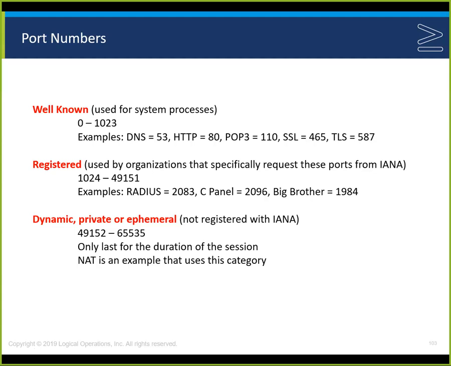Registered ports are used by organizations that specifically request these ports from IANA. They get registered. They represent a resource. They become not a well-known port, but a registered port that can be used by the author. The dynamic ports, the private ports, the ephemeral ports are not registered with anybody. They're usable, can be used by anybody. 49,152 to 65,535. 65,535 is the top end. We have a lot more port numbers than we have IPv4 addresses available to us when we use these things.